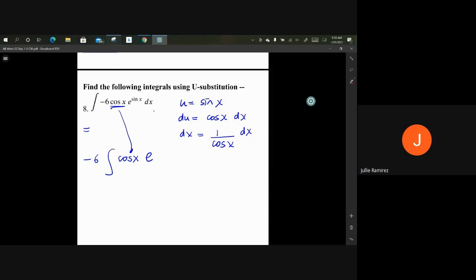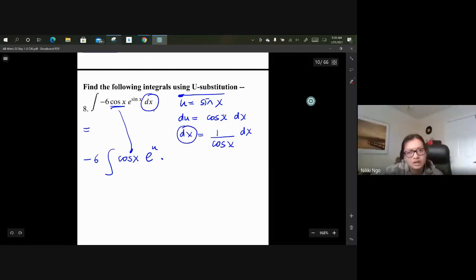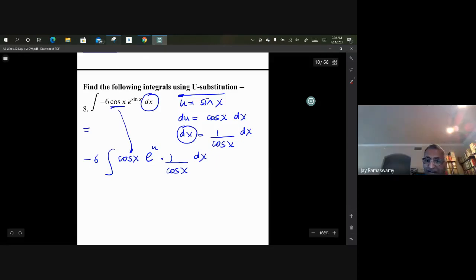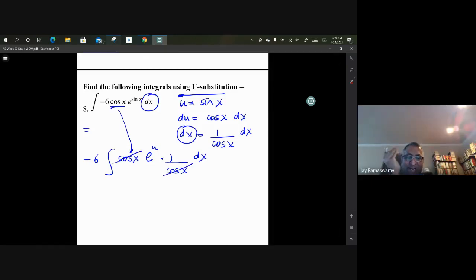U. Very smart. Look at the board. Look at my arrow. U. And what can I write dx as? 1 over cos x times dx. Is everybody okay so far? What happens to the cos x's now? They cancel. And you end up with only U's. Do you see? You have only U's. And my key step was this. If the x's do not cancel, you made a mistake.